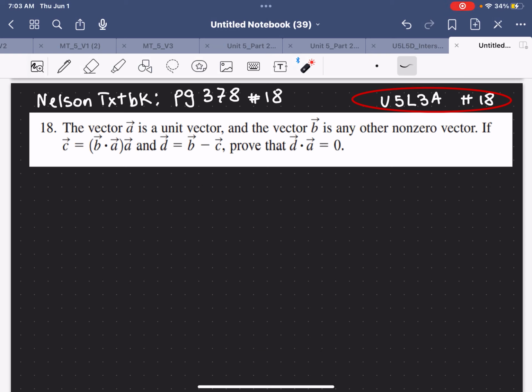Let's take a look at a homework question. This one is from the Nelson textbook on page 378, number 18. So let's read the question first. And when you read the question, read with purpose.